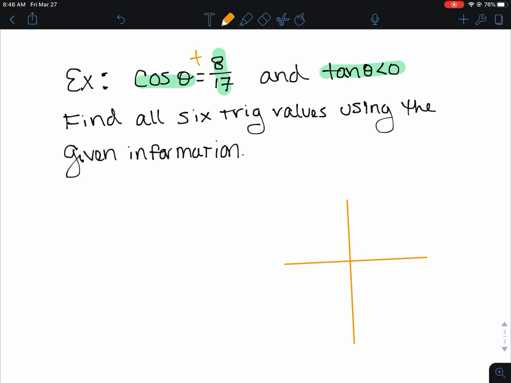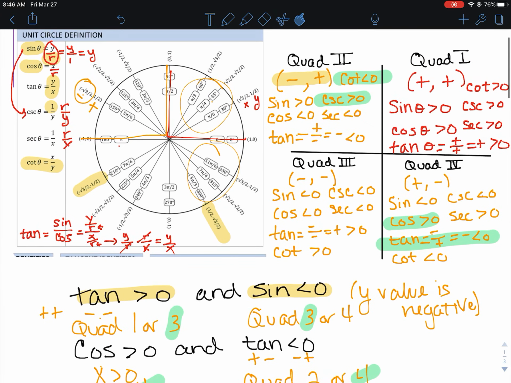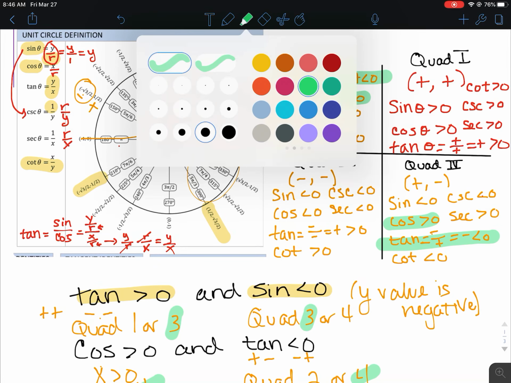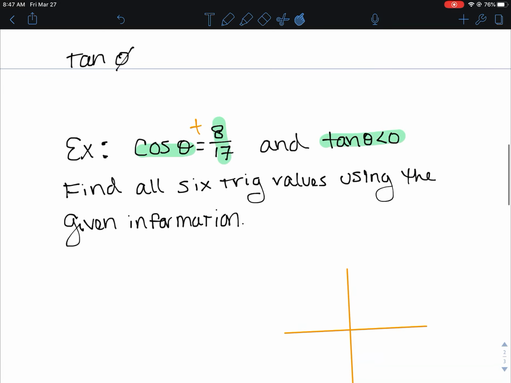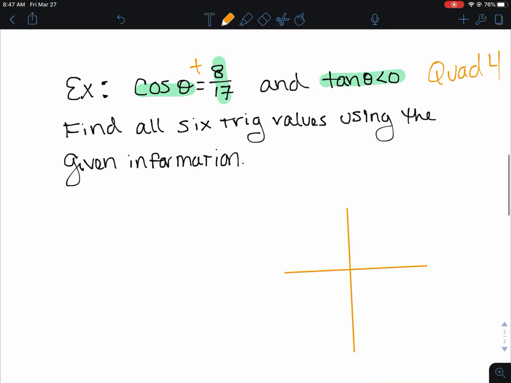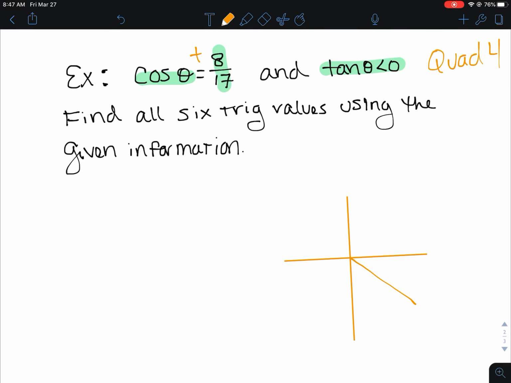So which quadrant is cosine positive and tangent negative? Well, cosine is the x, so where's the x positive? And then the tangent negative is going to be where they have opposite signs. So cosine positive is here and here, and tangent is negative in quadrant 4. So we're going to draw this triangle in quadrant 4. That's where this information is true. So that means I'm going to sketch my reference triangle down here, and it doesn't really matter where you put it, just somewhere in quadrant 4.